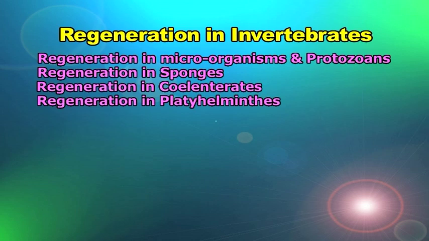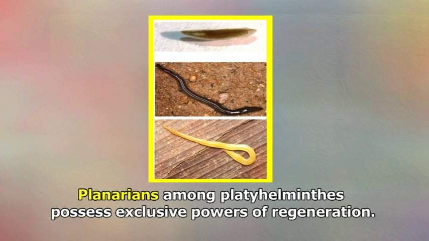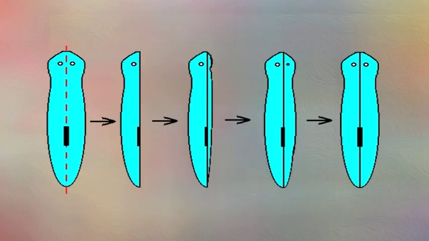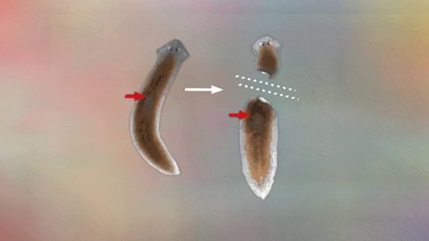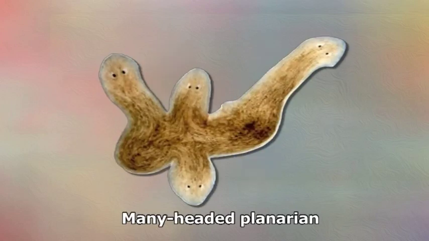Regeneration in Platyhelminthes. Planarians among Platyhelminthes possess exclusive powers of regeneration. When planarians are cut diagonally, each part of the body will regenerate the missing half. A planarian can regenerate the whole organism from a middle section with the pharynx. If the front end of a planarian is cut along the length into two or more parts, every part develops into a new head, resulting in a many-headed planarian.